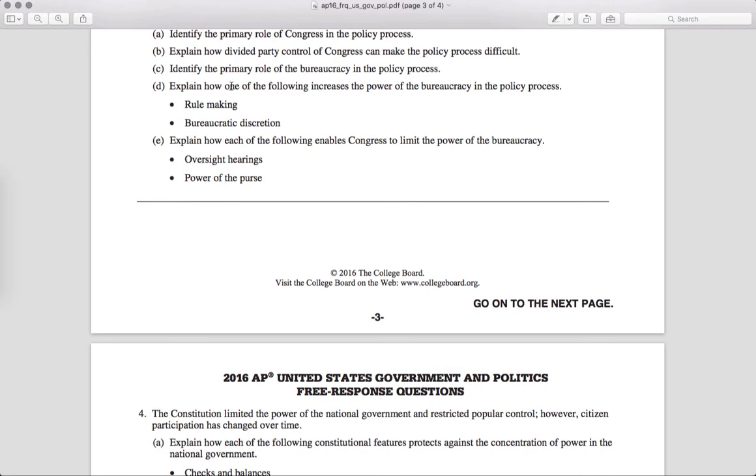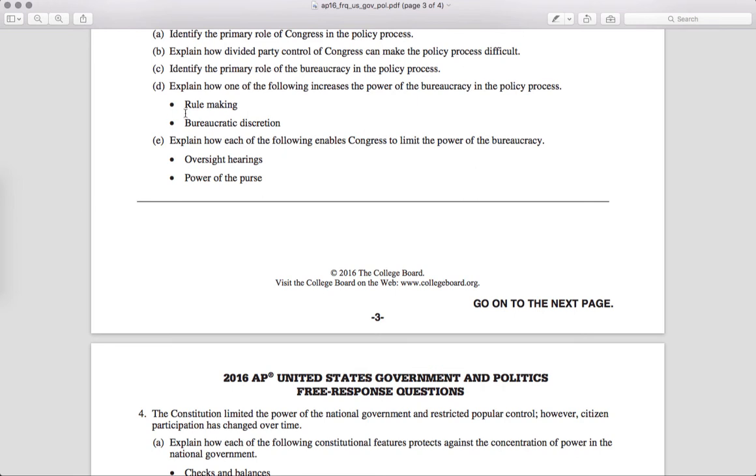Explain how one of the following increases the power of the bureaucracy in the policy process. Here's where you take a pause and you look at these two things. Do you know what rulemaking is? And do you know what bureaucratic discretion is?